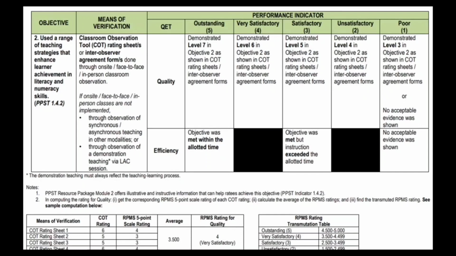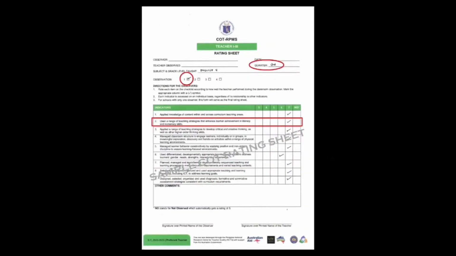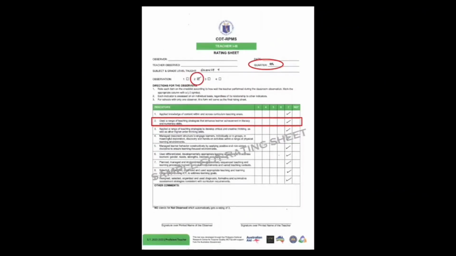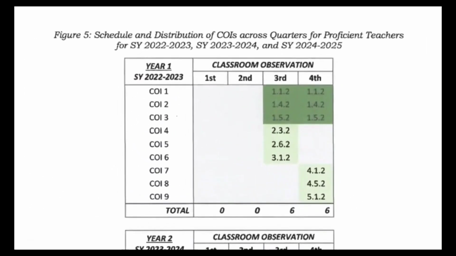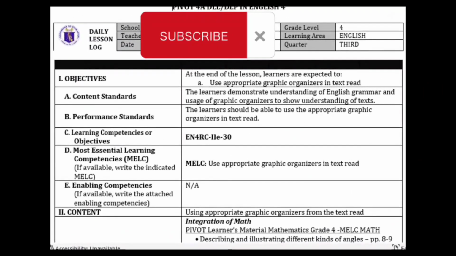If your goal is to have an outstanding rating for Objective 2, you have to demonstrate level 7 in this objective as shown in your 2 COT rating sheets. So for this school year, we have to attach 2 COT rating sheets which is conducted for 2 last quarters. One for 3rd quarter and another one for 4th quarter. Now, I will share to you my milk-based lesson exemplar wherein the Objective 2 were observed.